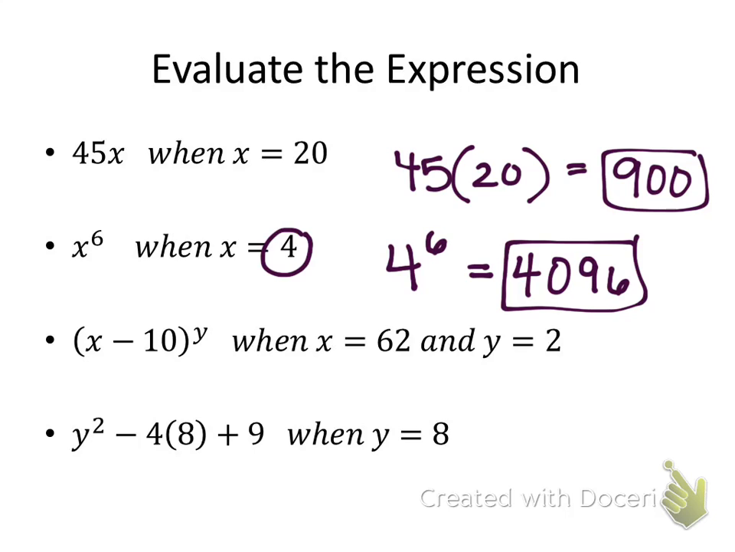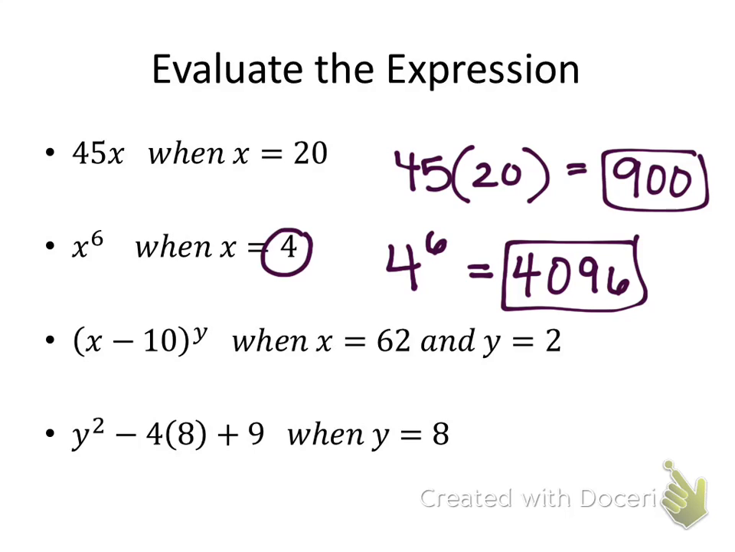Now, what would be a wrong answer? Obviously, anything other than 4,096, but what's that mistake that I taught you guys? Lily? 4 times 6. That is not correct. Do not do 4 times 6 because it is wrong. It is 4 multiplied by itself 6 times. Okay? Next one, we're getting a little more in depth here.